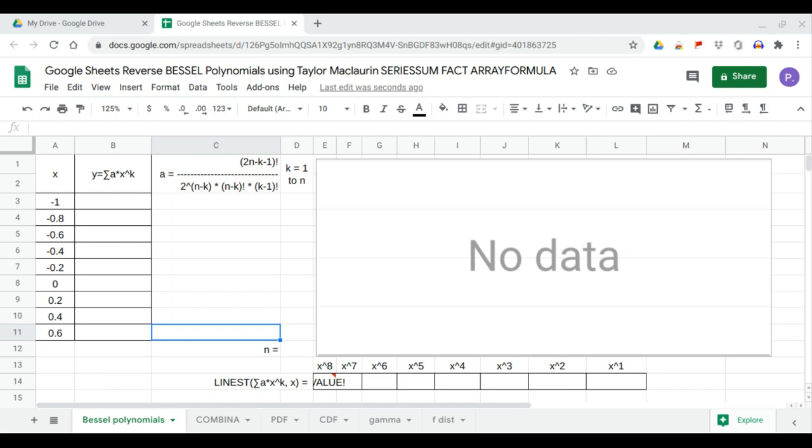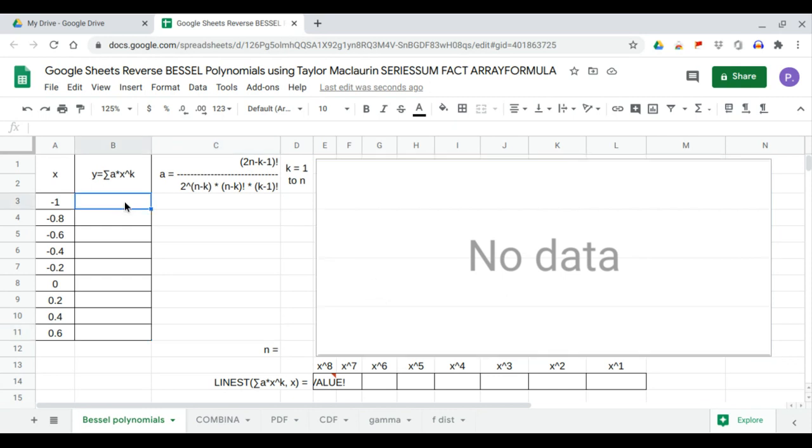Reverse Bessel Polynomials. In this video, we will enter the dataset of the reverse Bessel polynomials using the Taylor Maclaurin series sum. So we'll generate the dataset. I will also generate the trend line equation and the trend line using the chart or the polynomial regression.